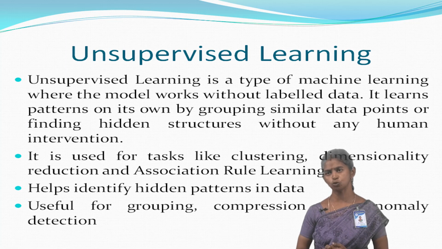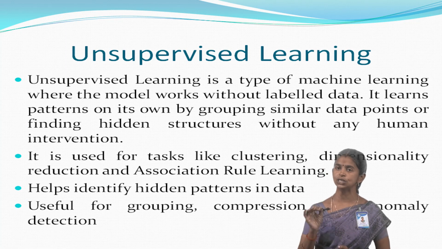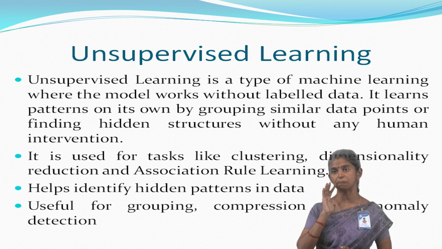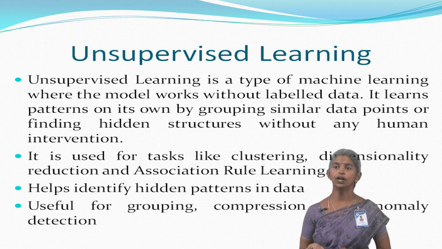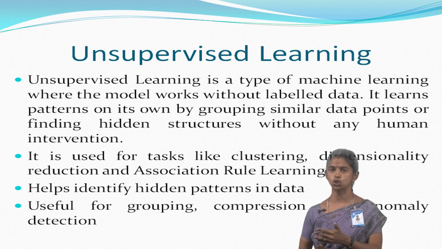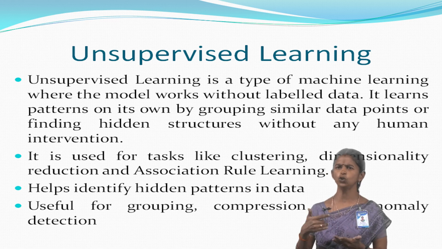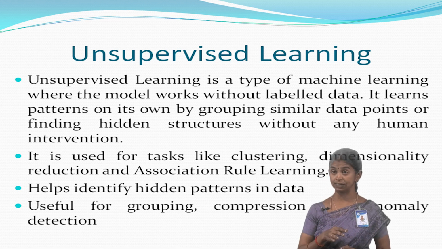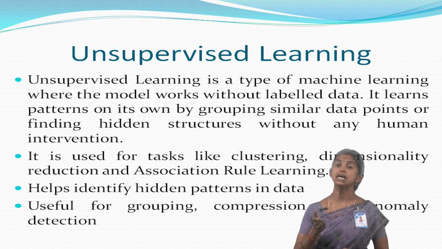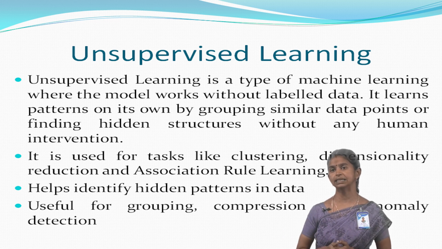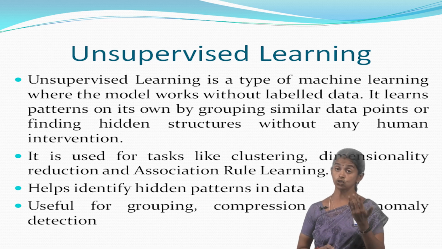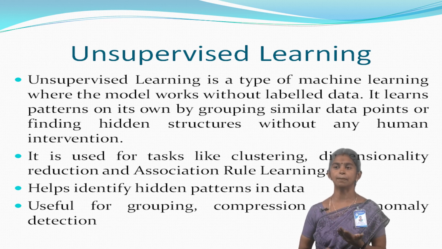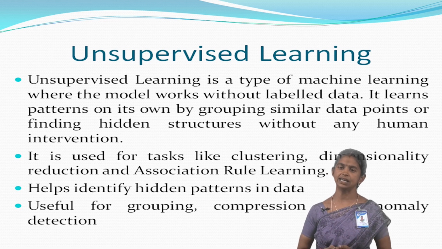Let us see about unsupervised learning. It is a type of machine learning where the model works without labeled data. It learns patterns on its own by grouping similar data points or finding hidden structures without any human intervention. It is used for tasks like clustering, dimensionality reduction, and association rule learning. It helps to identify hidden patterns in data, and it is also useful for grouping, compression, and anomaly detection.